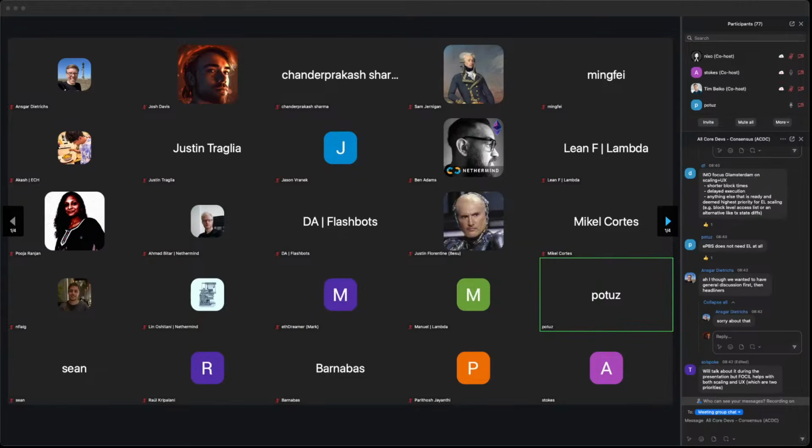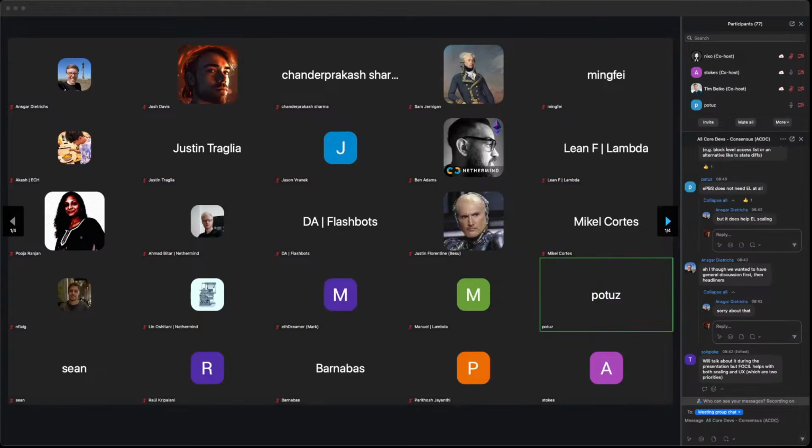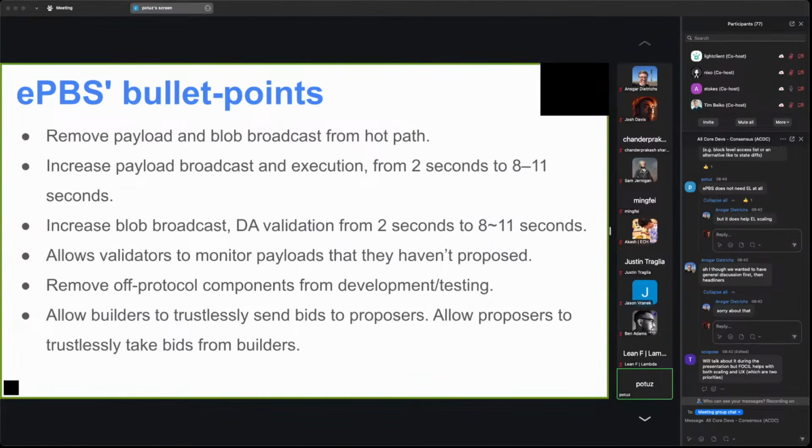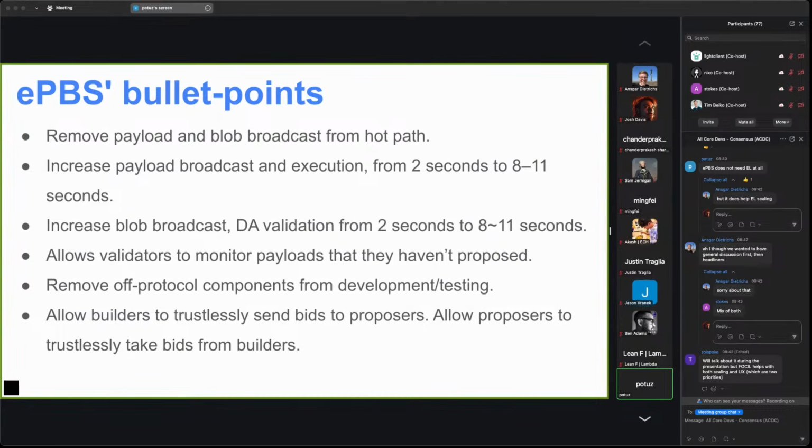Sure. Let me just share the couple of slides that I used for the protocol call. All right, this is just a couple of slides. Most people here already know the mechanism, so I'm not going to go over that again. I just want to mention quickly what the scaling properties of ePBS are.